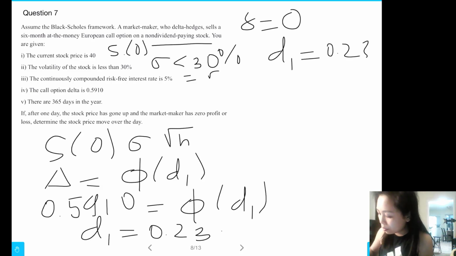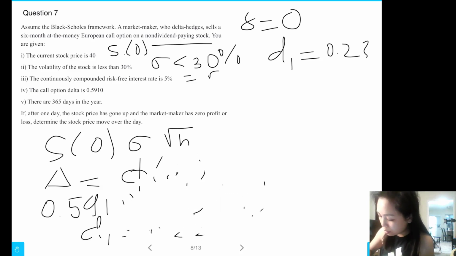And now I'm going to erase the board because I need more space for it.